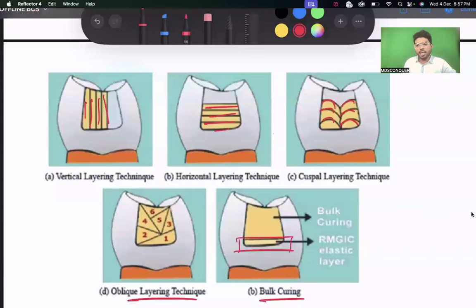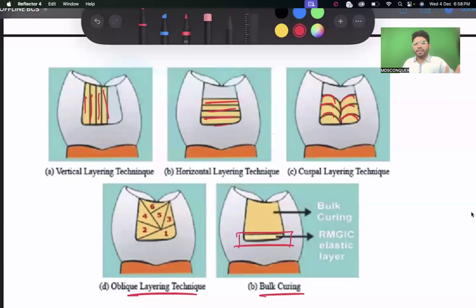Yes, with the composite restoration, the patient will complain of polymerization shrinkage. The patient doesn't know about microleakage. What is the patient going to tell you? The patient is going to tell you, I'm having sensitivity. So in order to prevent that sensitivity, what can we advise the patient to do?